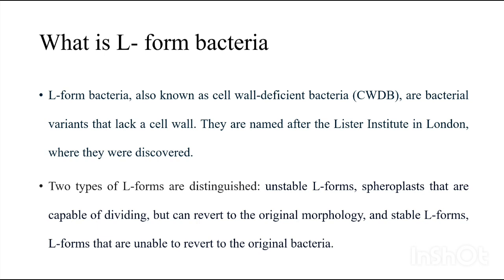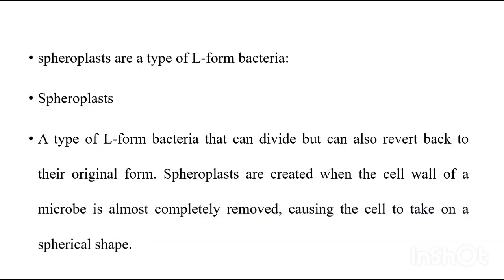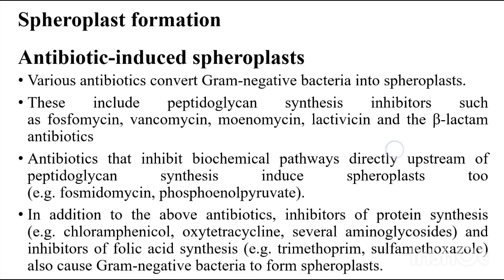Two types of L form are distinguished. One is unstable L form that is capable of dividing but can revert to the original morphology, that means with cell wall, and stable L form that is unable to revert back to original bacteria. So spheroplasts are a type of L form bacteria that can divide and also revert back to their original form. Spheroplasts are created when the cell wall of a microbe is completely removed, causing the cell to take a spherical shape. Then how can spheroplast be formed?